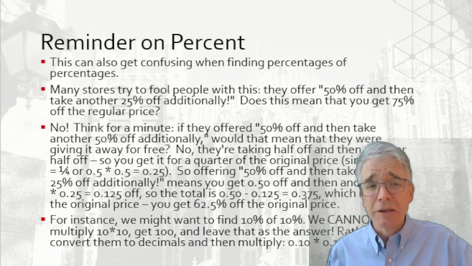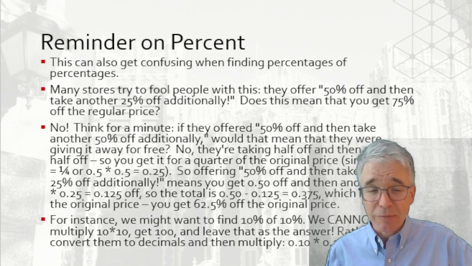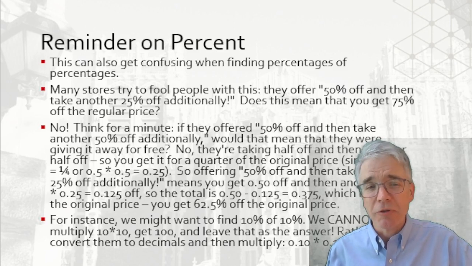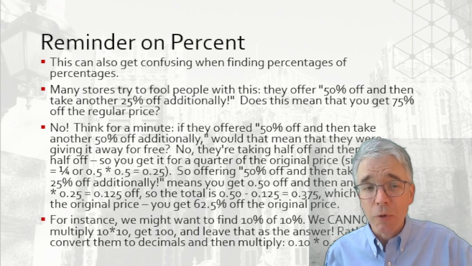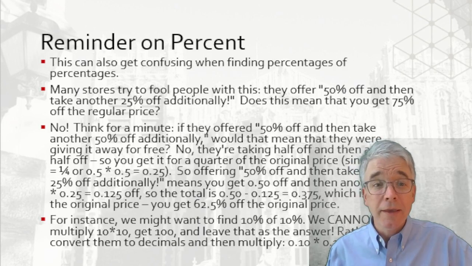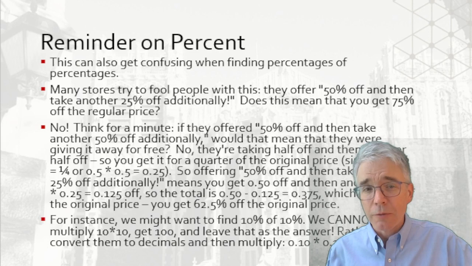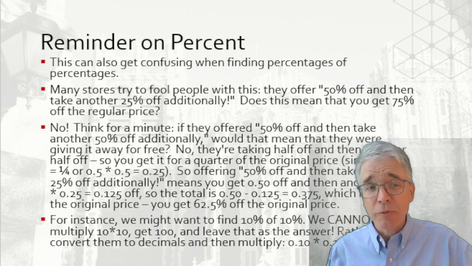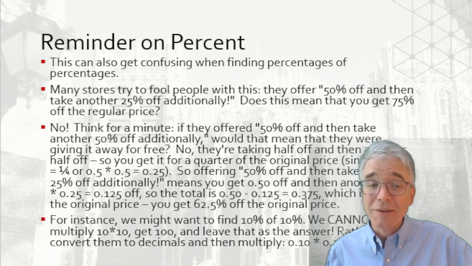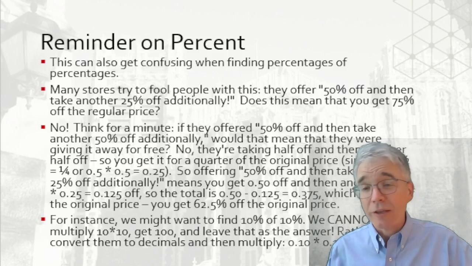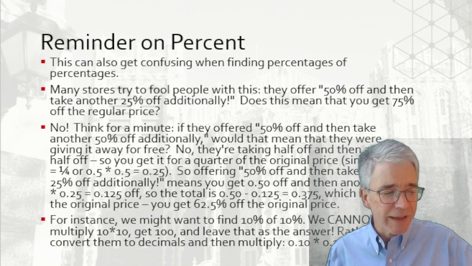Similar question, what is 10% of 10%? You do not multiply 10 times 10 and find 100. Nope, doesn't work that way. You've got to convert to decimals. So 0.1 times 0.1 equals 0.01. That's 1%. 10% of 10% is 1/10 of 1/10, so that's 1/100th or 1%. You just have to be careful. It's not that hard.